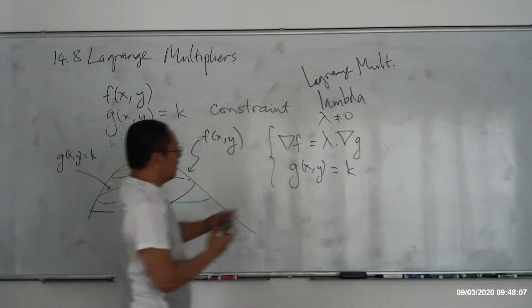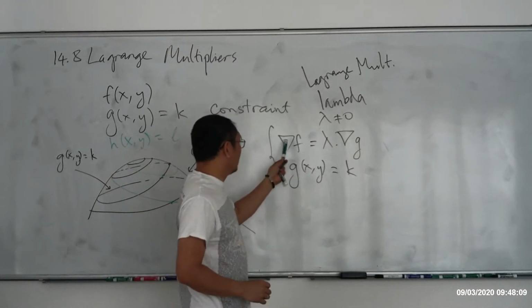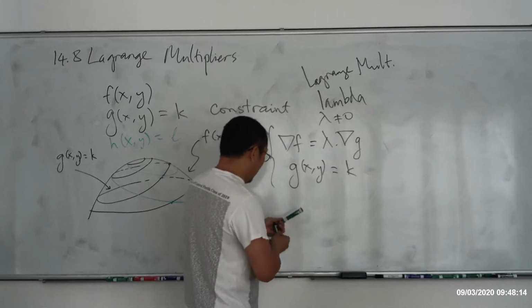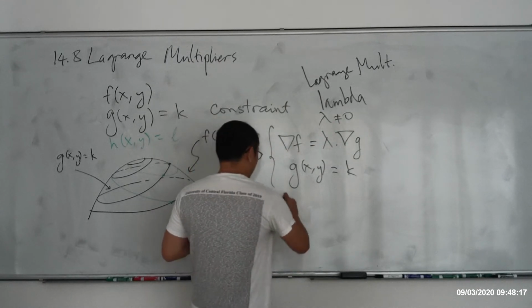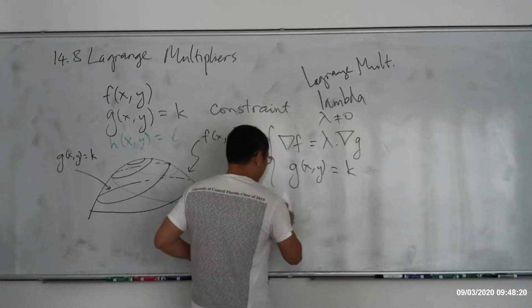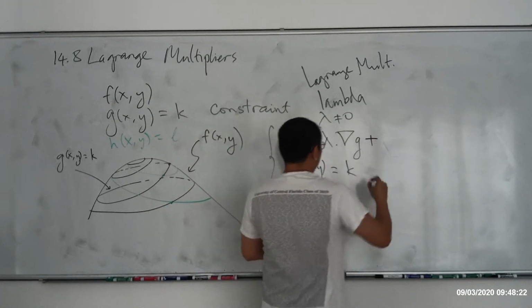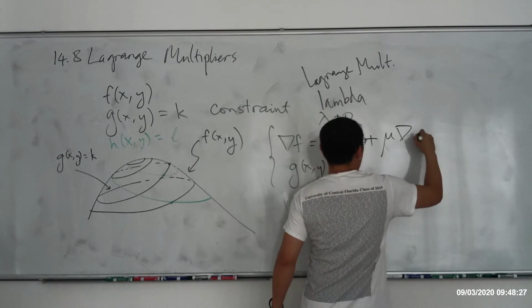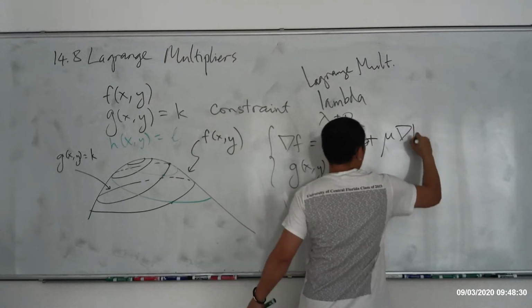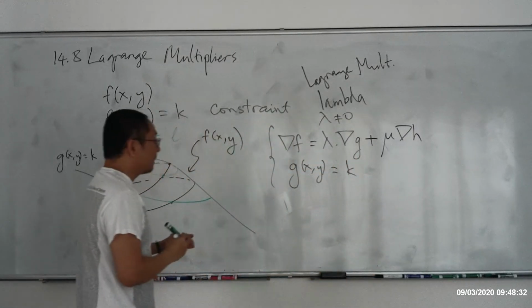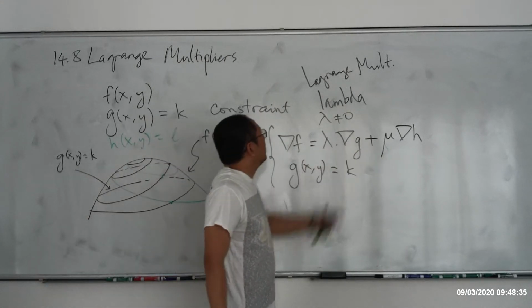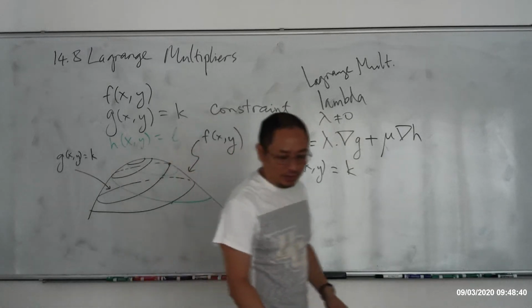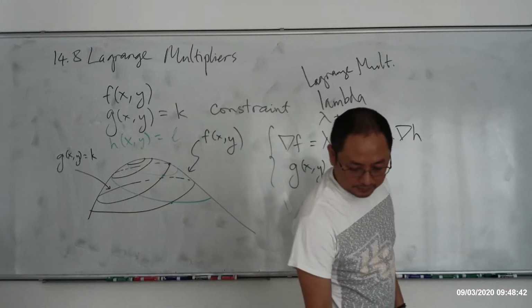So you have one more condition: gradient F equal to lambda gradient G, plus mu times gradient H, and you have to solve for that as well. So you may have more than one Lagrange multiplier. It could be 2, and if you have another curve, it's going to be 3, 4. You can solve for them.